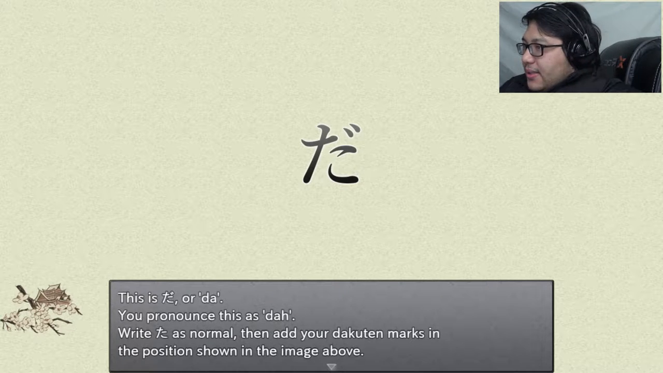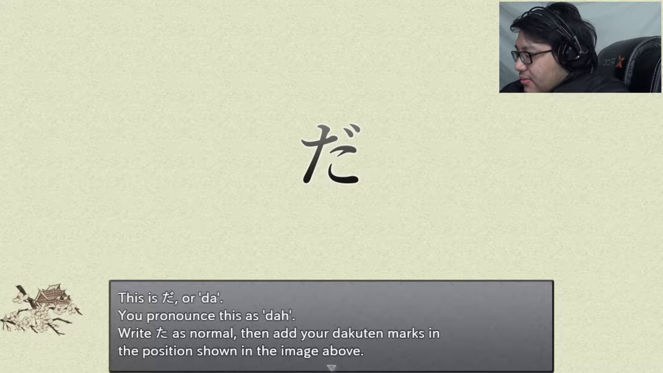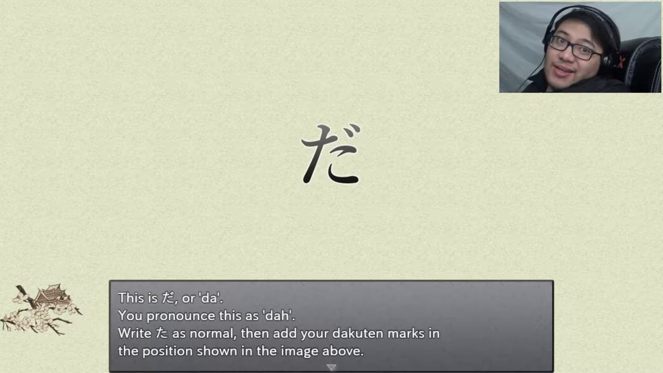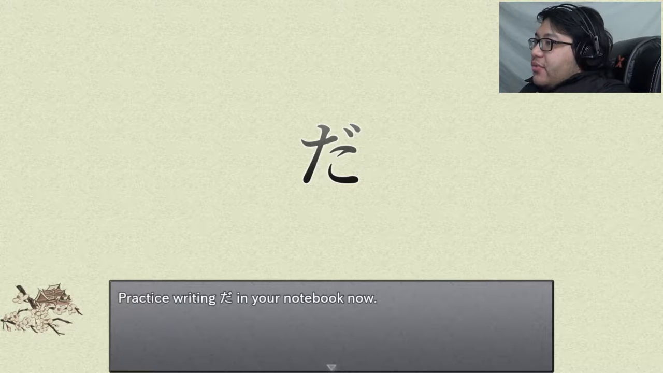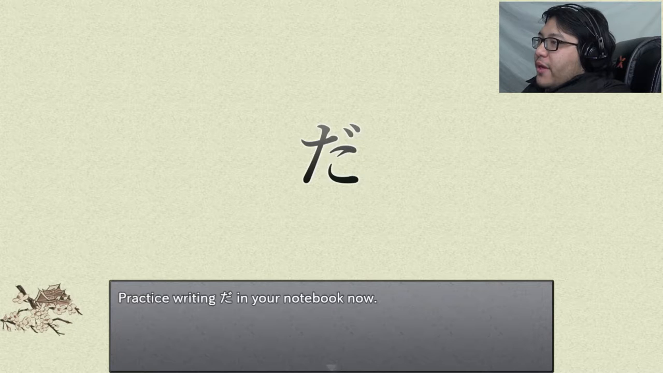Alright. Here we go. Let's try this again. At least the music's very relaxing, though. And then there, where do you add the Dakuten? Dakuten, that is a da. The Russian for yes, I believe. Da. Da. Practice writing da in your notebook now.